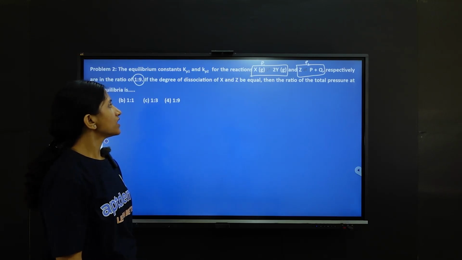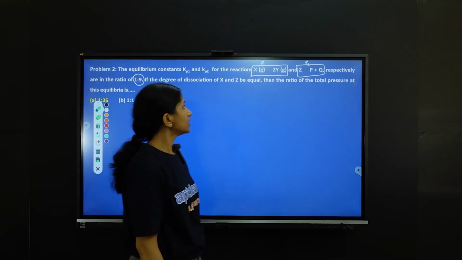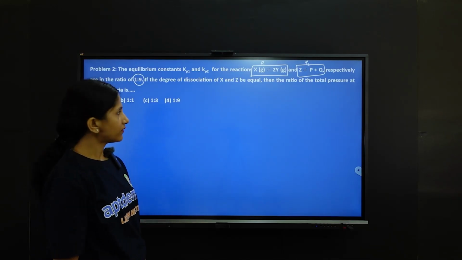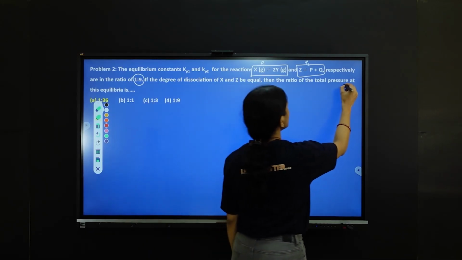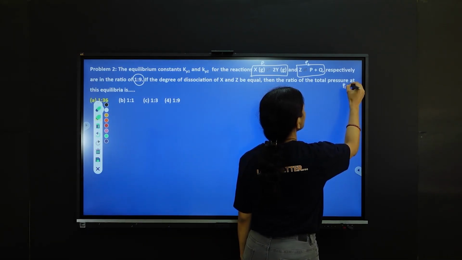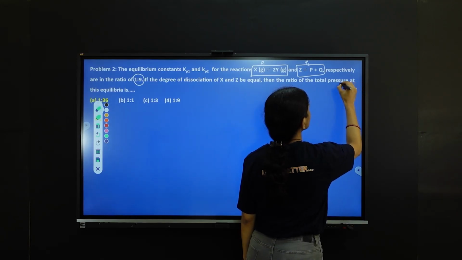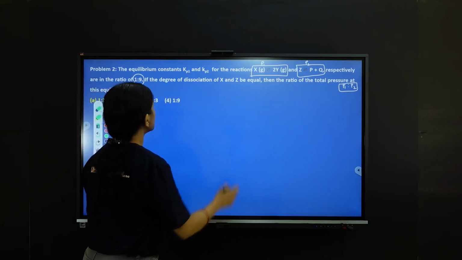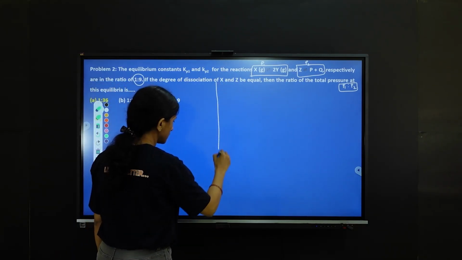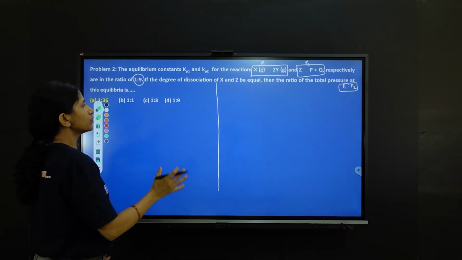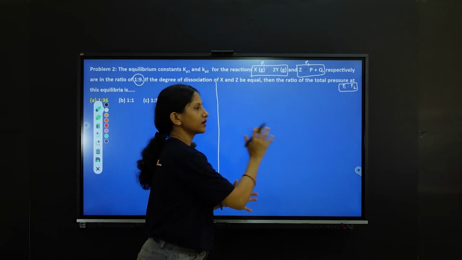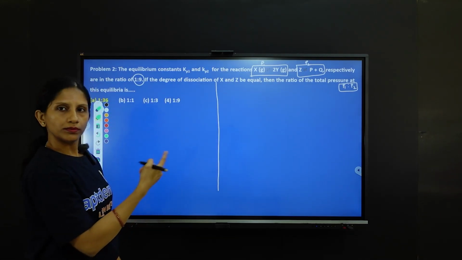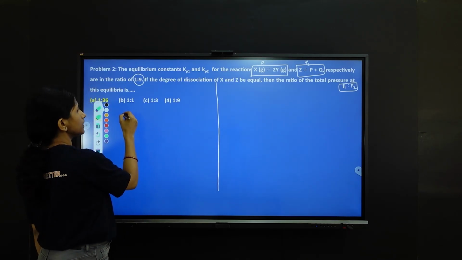If the degree of dissociation of X and Z be equal, then the ratio of the total pressure at these equilibria we have to calculate. So we have to basically calculate the ratio of P1 is to P2. Let's see how we can do that. So basically I will just divide these two equations and we will separately calculate the Kp1 and Kp2, and from there we will be able to get P1 divided by P2.